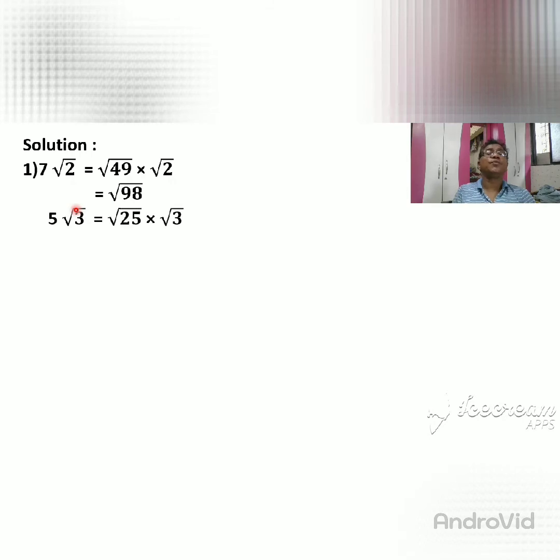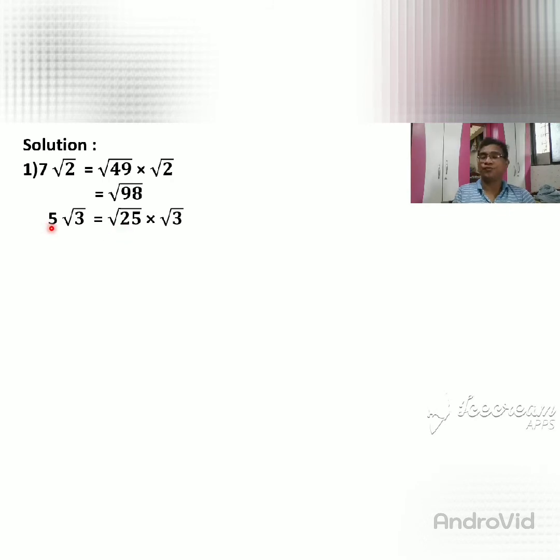Then 5 is the coefficient of root 3. So root 3 is there, but what is its order? The order is not given, so the order is 2. Order 2 means 5 square. 5 square is equal to 25. So that is written as square root 25. Do you understand how you get this square root 25?